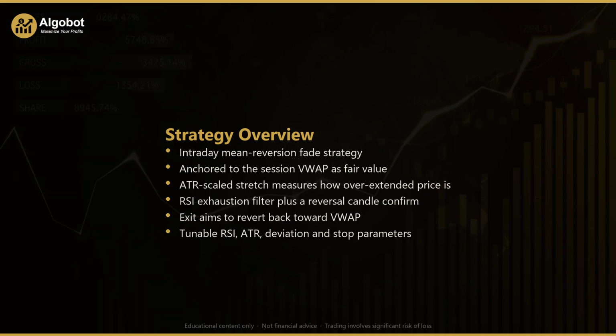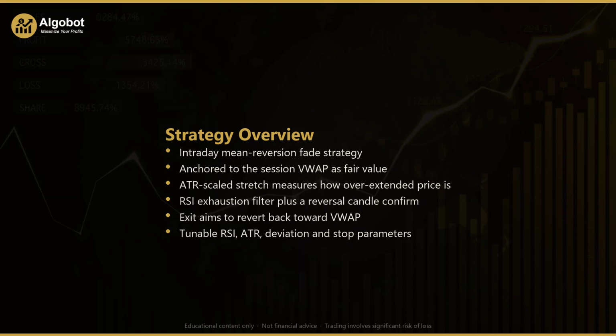This expert advisor does not chase momentum. Instead, it waits patiently for price to travel an unusually large distance away from VWAP, and then it looks to fade that move, meaning it positions for a move back toward the average. The key word is exhaustion. The strategy is only interested when a move looks stretched and tired, not when it is fresh and strong.